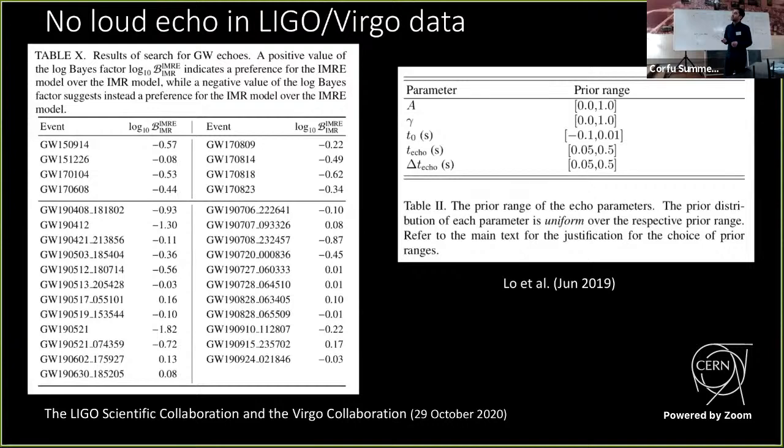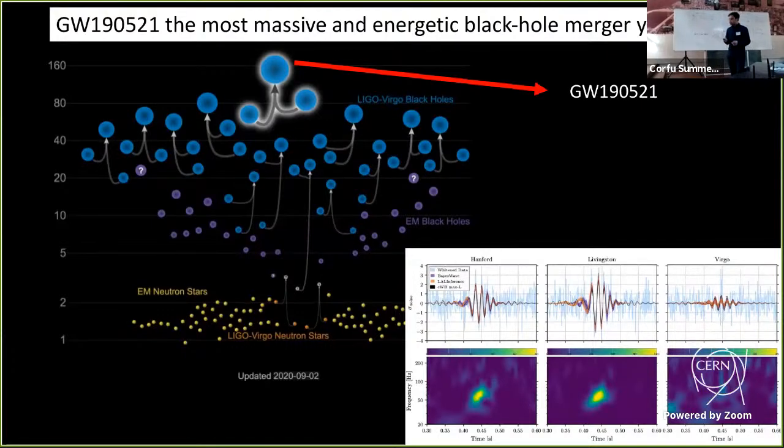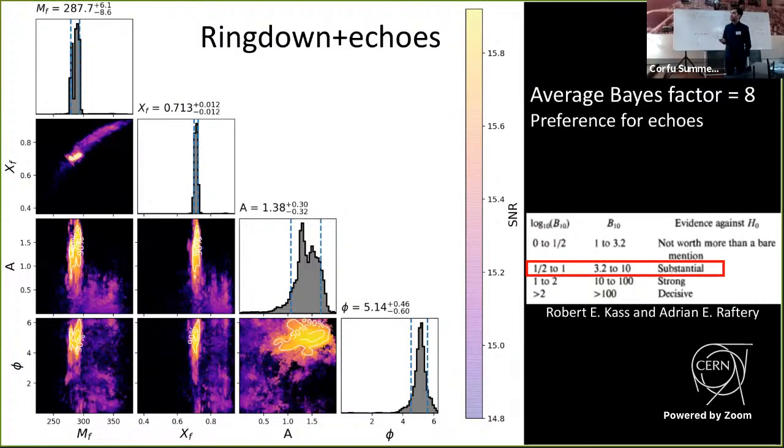Let me skip this. We did look for echoes in GW190521, which is the most massive and energetic black hole merger observed yet. This is this big guy. The model that we use is Oshita et al. As I mentioned, if we have this factor, we have these repeating echoes. In our first stage, I used a ringdown waveform, consisting of the GR part plus echo, from Oshita et al. I used PyCBC, and I was finding a Bayes factor of around 8 in preference for echoes, substantial evidence.